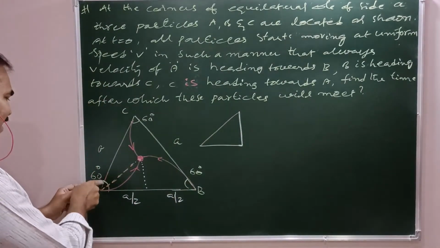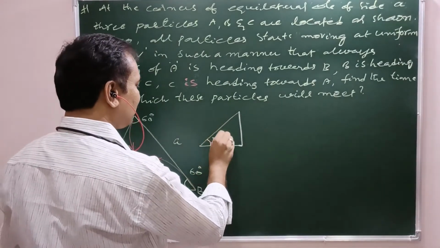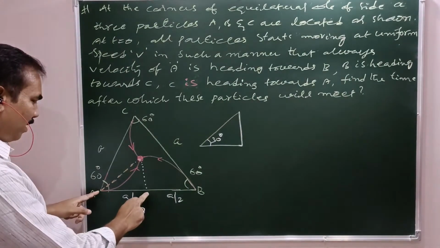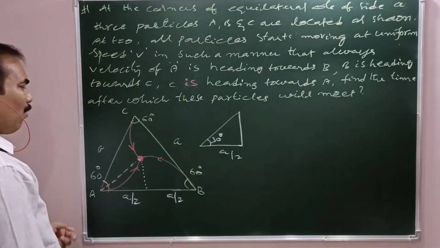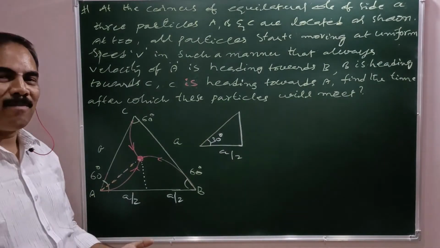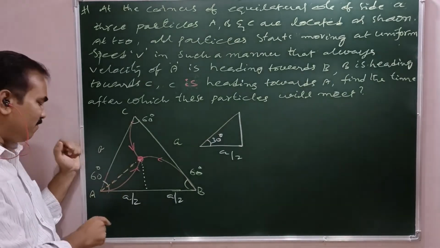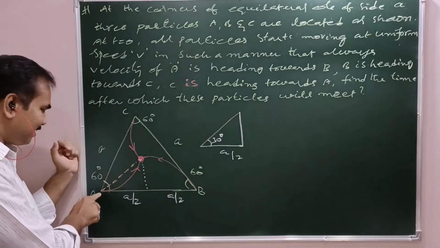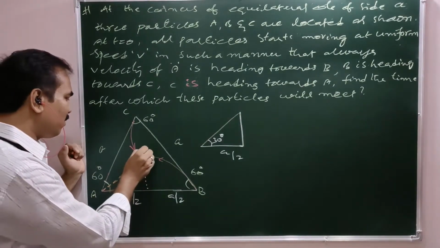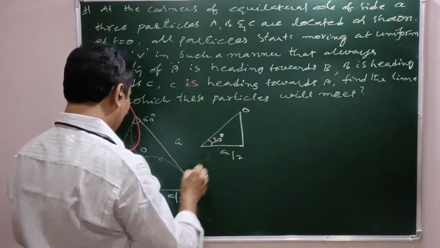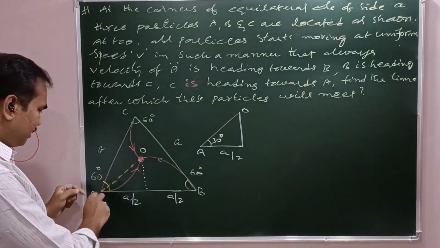Now what is the total angle here? 60 degrees. Now what about the half angle here? Half angle is 30 degrees. Now this side is a by 2. Now what is the displacement covered by the particle? Each particle, on reaching the centroid when they meet: as far as A is concerned, this is the initial position and this is the final position. Let the centroid be O, and let it be A here for particle A.